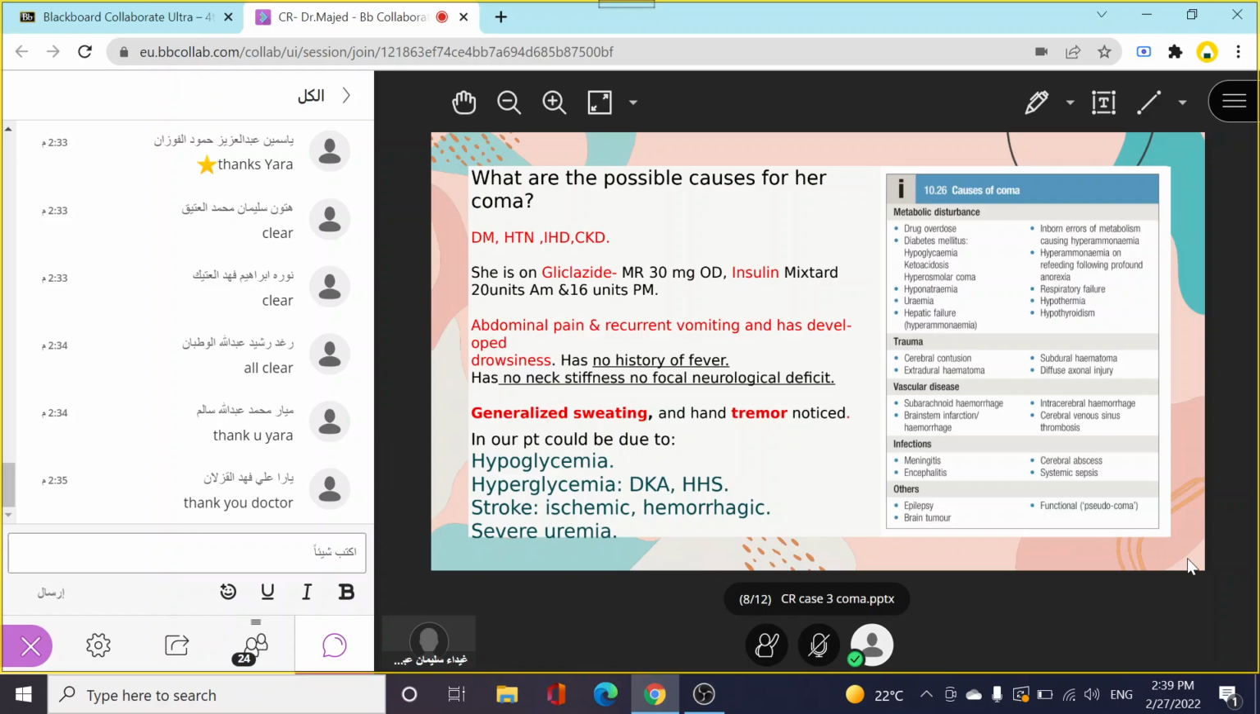So our patient was diabetic, hypertensive, and she got ischemic heart disease and chronic kidney disease. She was on a sulfonylurea drug, which is gliclazide, and she was also taking insulin. She has history of abdominal pain and recurrent vomiting and has developed drowsiness, no history of fever, and no neck stiffness, no focal neurological deficit. She got generalized sweating and tremors. So based on the patient presentation, can you give me a differential from these general causes? It could be, the patient maybe presented with possible cause for coma in this patient.